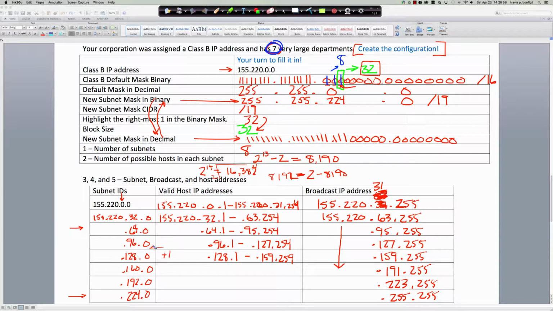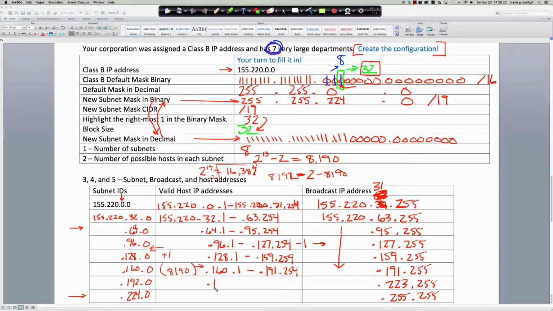We go +1 for the values that we have here for the subnet IDs, and then we go -1 because we're one less than the broadcast address. So .160.1 to .191.254, and in this range right here, you're going to get your 8,190 usable IPs. They're all in that range right there.